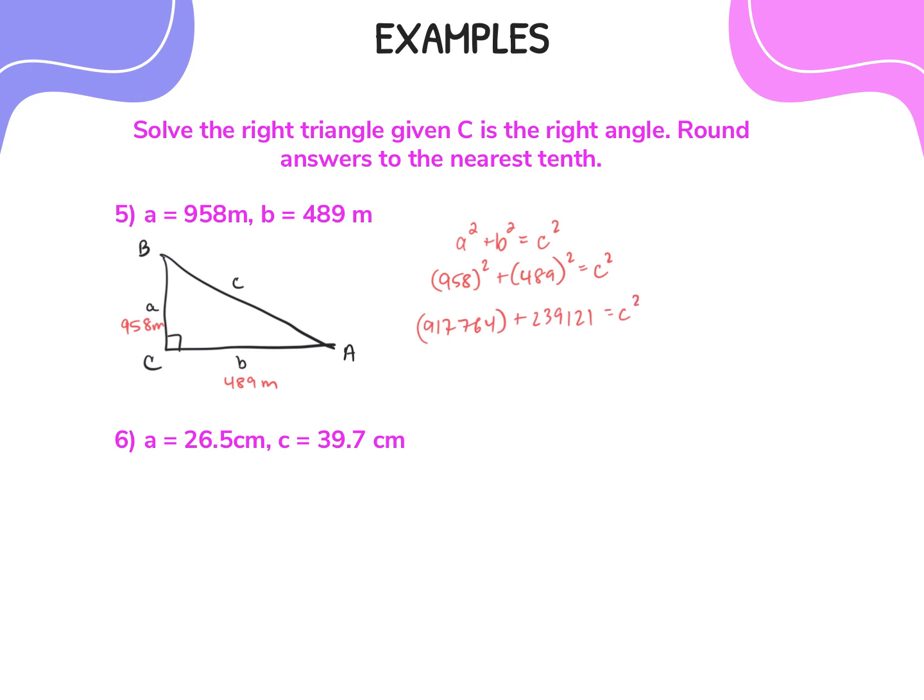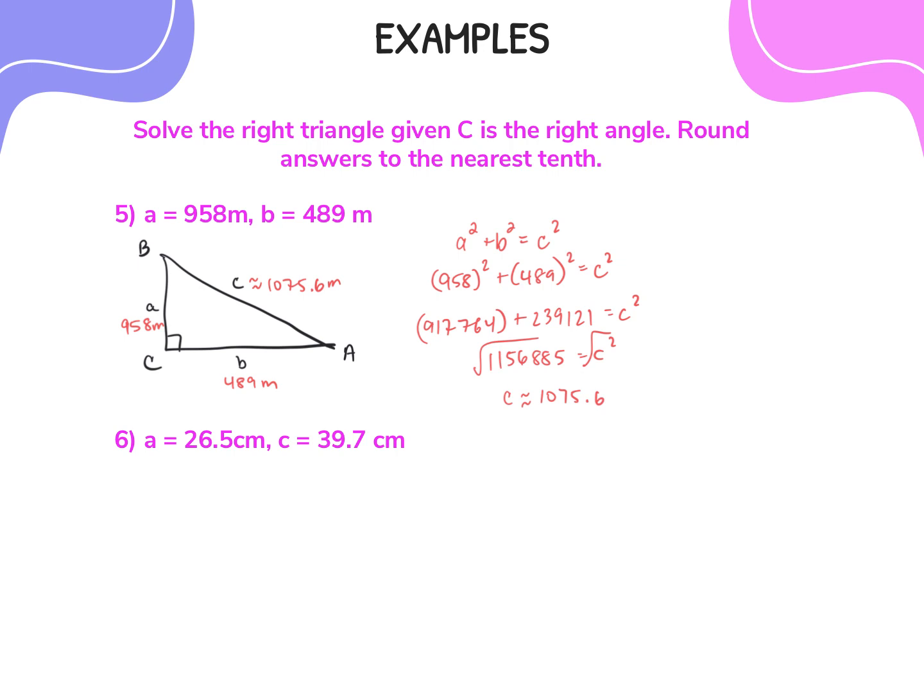So 917,764 plus 239,121, I get 1,156,885 equals c squared. And when I take the square root, I get that c is approximately equal to 1075.6. So it's approximately 1075.6 meters. Okay, so I have side c now.